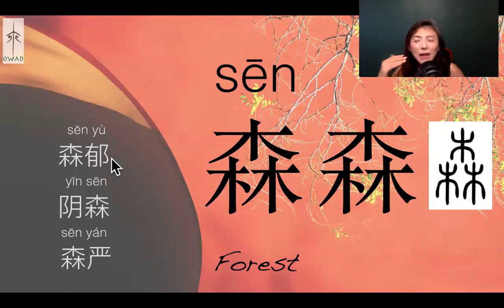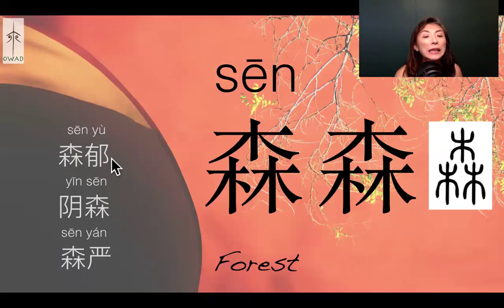To my ears, I don't really use this expression that much because I'm not a story writer, but this describes the kind of forest that's thriving, that shows biodiversity and also abundance. So I guess in my mind, picture the Amazon. That's what this expression is for. Sen yu. Lots of trees, of different kinds of trees.